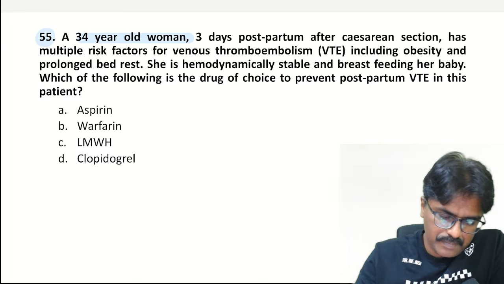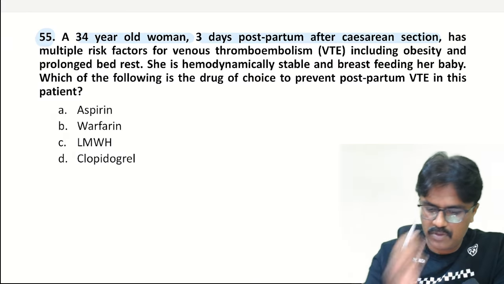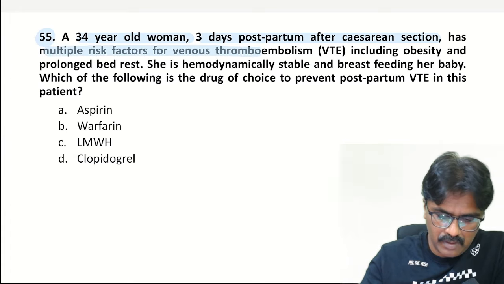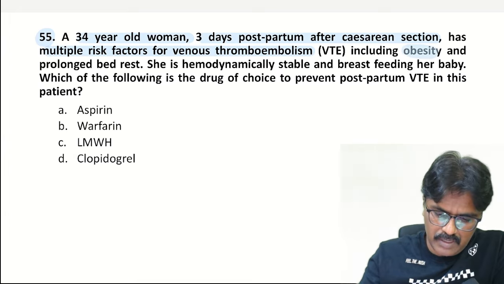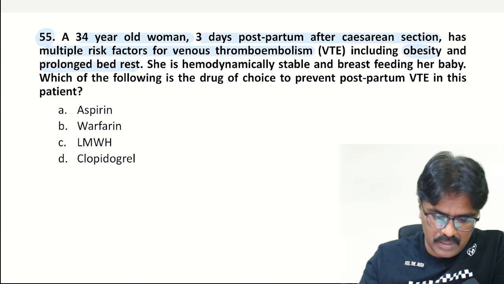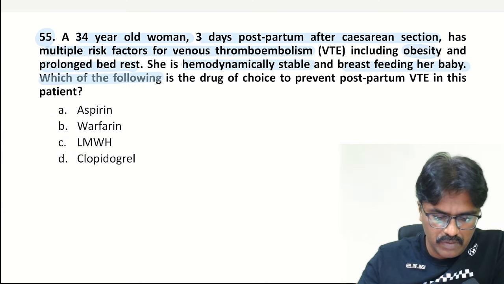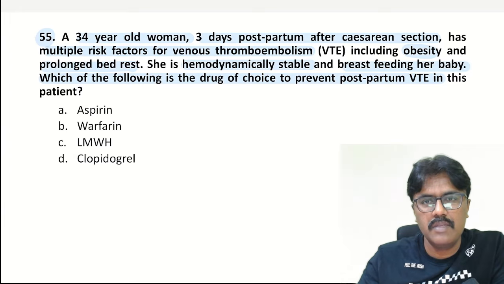A 34-year-old woman, 3 days postpartum after cesarean section. Okay, postpartum, 3 days later. She has multiple risk factors for venous thromboembolism, including obesity and prolonged bed rest. She is hemodynamically stable and breastfeeding her baby. Which of the following is the drug of choice to prevent postpartum venous thromboembolism in this patient?